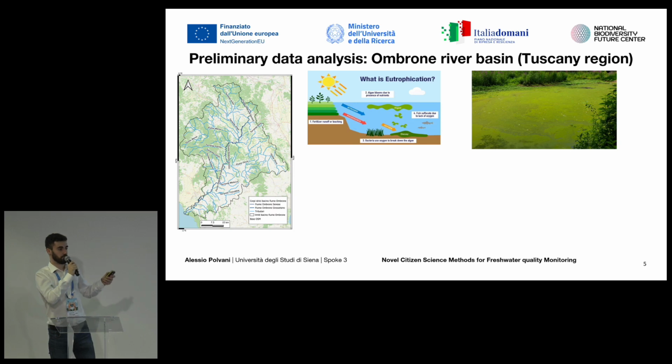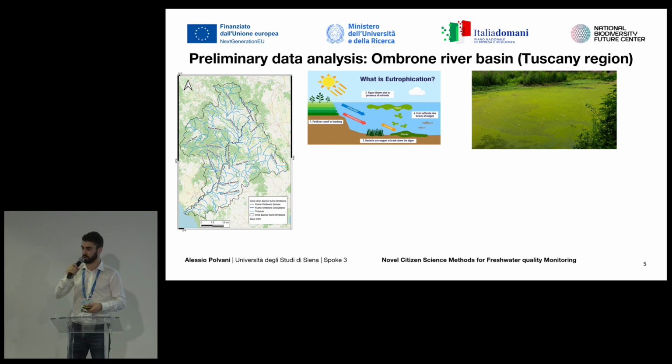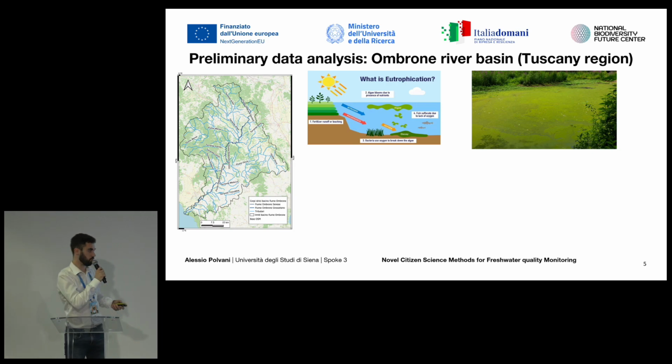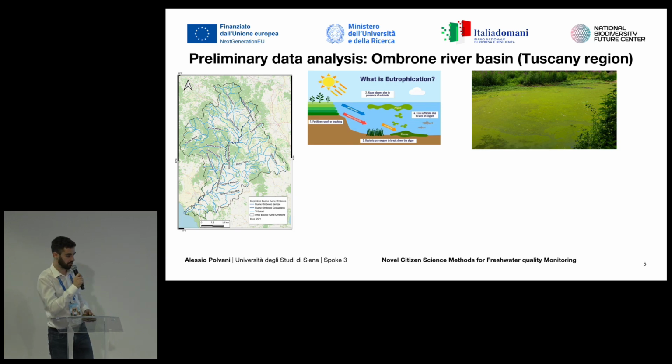I said before that we are going to monitor phosphates and nitrates, which are nutrients. And why do we do that? Because they are responsible for the eutrophication process. We're talking about algal blooms, and these are not good if they're present, also for the freshwater biodiversity, and it is a limiting factor for the whole aquatic life.